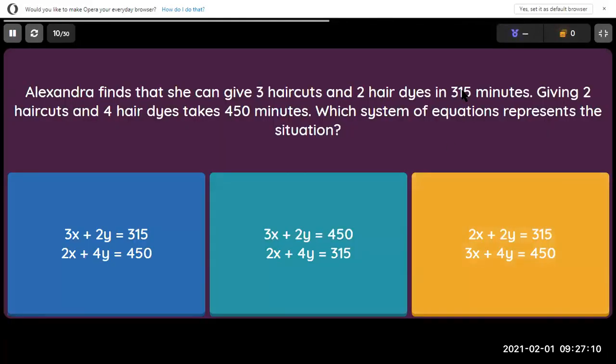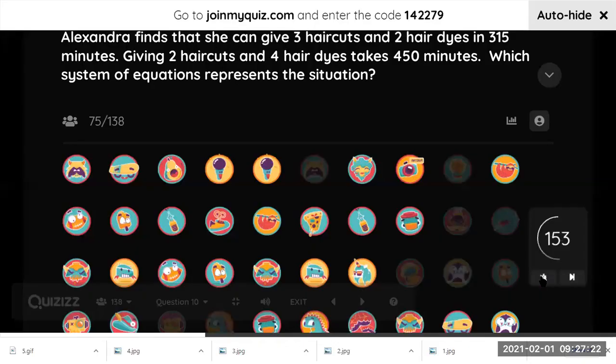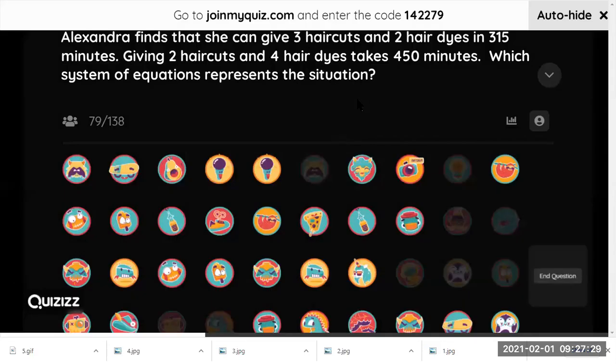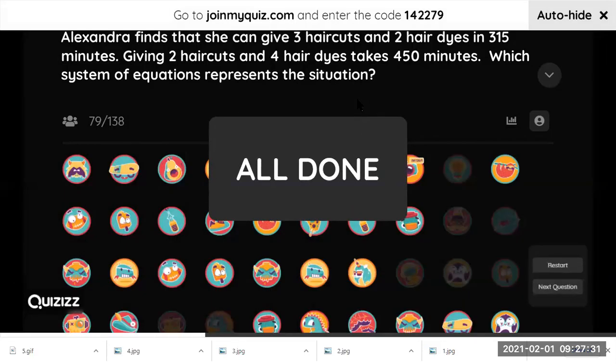So 3x plus 2y equals 315. Check which is the correct one. Super easy question. And now I'm going to end the quiz. End this question. Let us see how many of you got it right. 79 of you have submitted the answers.